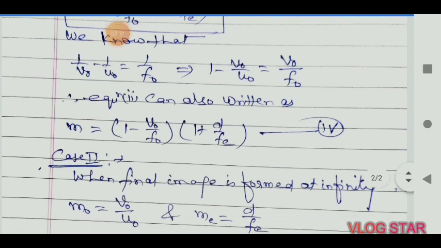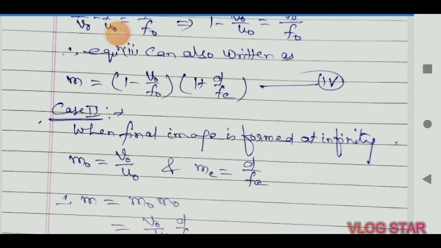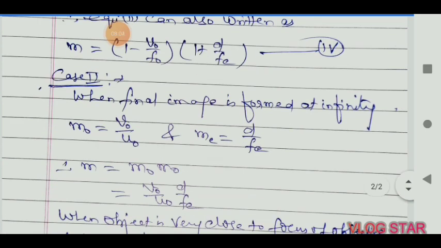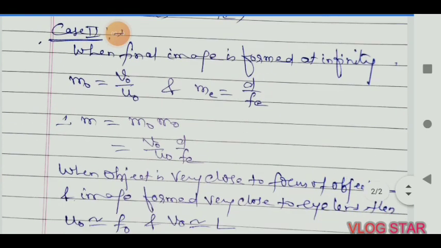Now what will be the magnification when the final image is formed at infinity? We just want to see with a relaxed eye, we are not forming the image at the least distance of distinct vision. So in that case, M_0 is V_0 by U_0, and we know that for the final image formed at infinity, M_E will be D by F_E. So M is equal to M_0 M_E, that is equal to V_0 by U_0 times D by F_E.